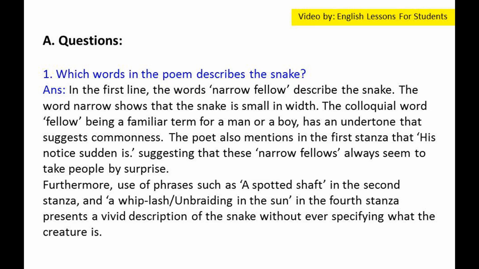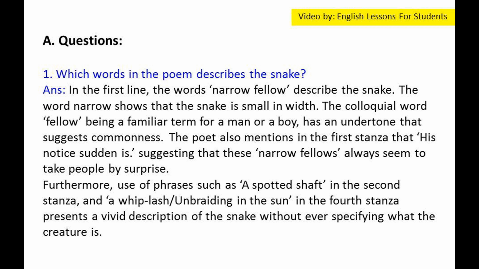Now come to the exercises. A. Questions. 1. Which words in the poem describe the snake? Answer. In the first line, the words narrow fellow describe the snake. The word narrow shows that the snake is small in width. The colloquial word fellow, being a familiar term for a man or a boy, has an undertone that suggests commonness.